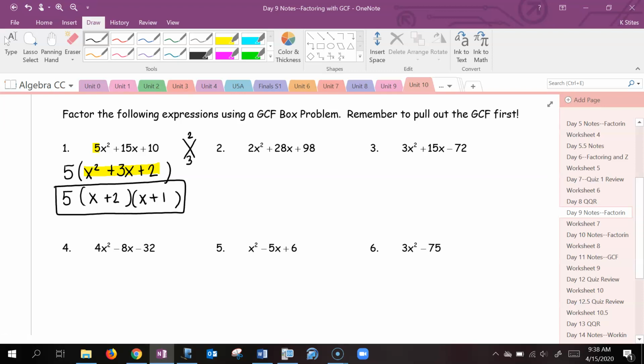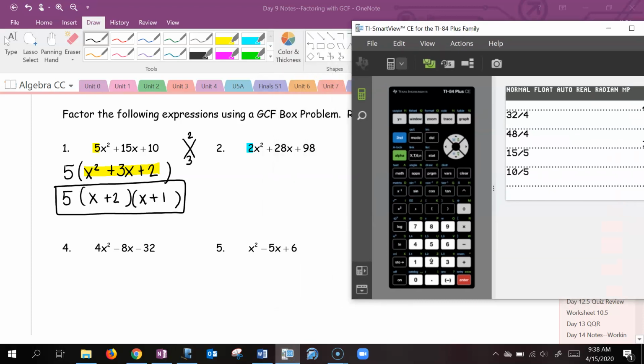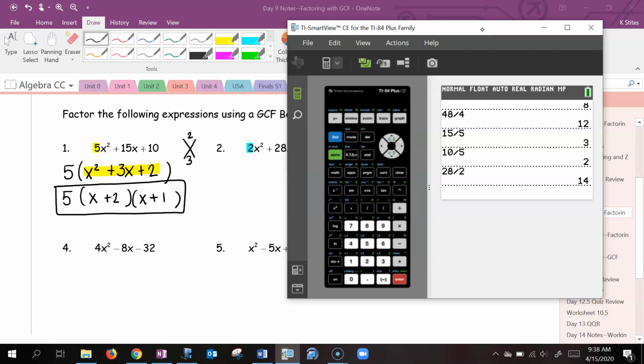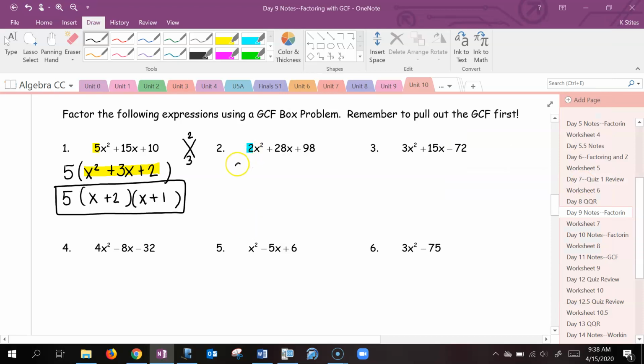Let's try it again. Number 2, see if you have a number in front of x squared. I do. Check to see if it divides evenly. I think we actually did this one already. 28 divided by 2. Yes, it divides. 98 divided by 2. Yes, it divides. These are numbers I'll actually end up using here. So the 2 comes out.